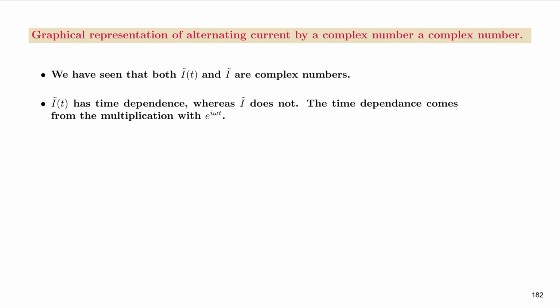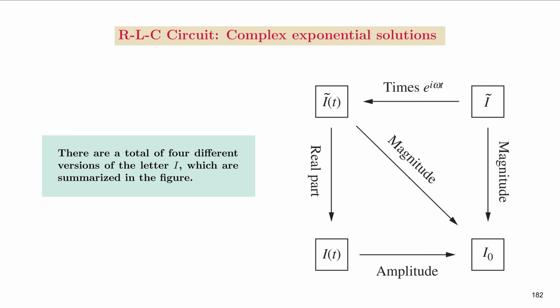To introduce a time dependence, we can multiply the complex I with e raised to i omega t. That is, I complex t equal to I complex multiplied by e raised to i omega t, and I equal to I0 e raised to i phi. So this is just a summary of the four different versions of the letter I, which we have been using in this analysis. For complex exponential solutions, we will use the complex current I tilde. Now, when we take the magnitude of I, that will be equal to I0.